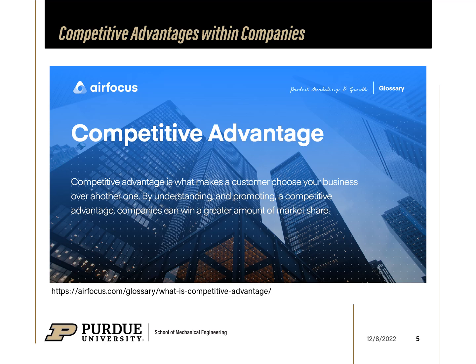Circling back to this idea of competitive advantages within companies, I really thought that this definition by Air Focus of competitive advantage really captured the essence of it. Essentially, their definition is that competitive advantage is what makes a customer choose your business over another one. By understanding and promoting a competitive advantage, companies can win a greater amount of market share. But this concept extends beyond companies. It includes design teams, as they are competing, quote unquote, for time and money from sponsors.